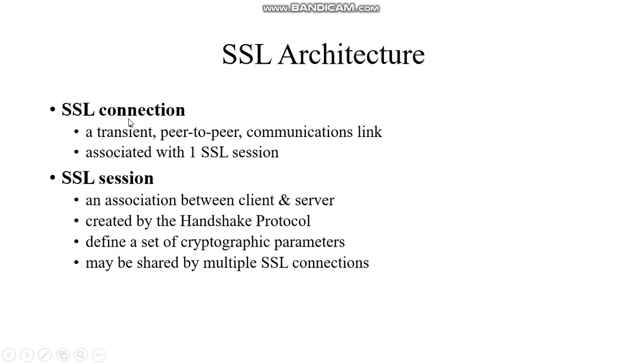A connection is a transport layer in the OSI model. It provides a suitable type of service, for connections such as peer-to-peer. The connections are transient, and every connection is associated with one session. The next important concept of SSL is the session. It is an association between the client and the server. It is created by the handshake protocol. It defines a set of cryptographic security parameters, and it is shared among multiple connections.